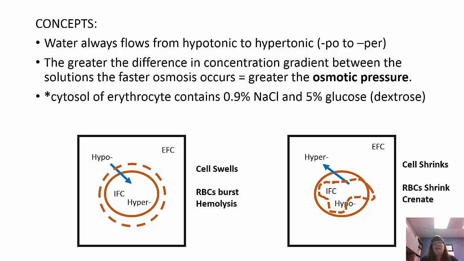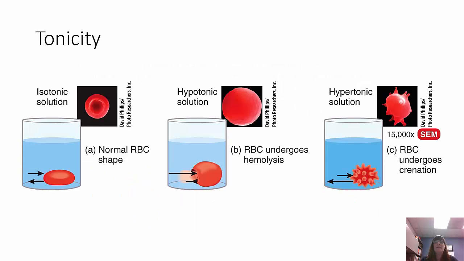So when the cell swells, it's called hemolysis and it'll burst. When the cell shrinks, it's called crenation. For red blood cells we're talking about. So isotonic, you have a normal red blood cell shape. Hypotonic, water goes into the cell and the cell will swell, possibly burst. Hypertonic, water leaves the cell and the cell will shrink.